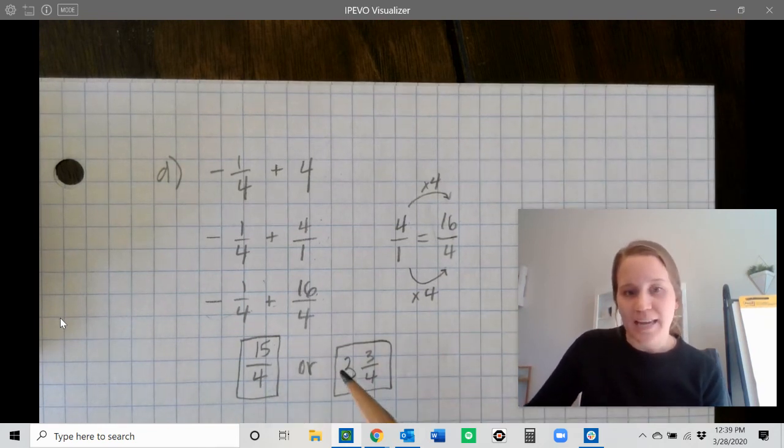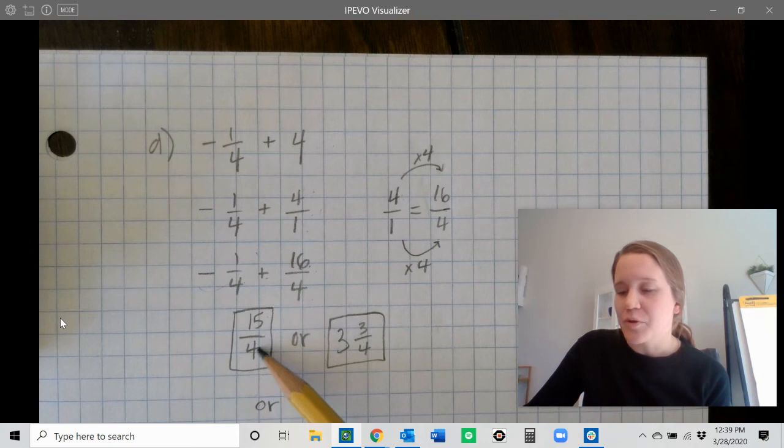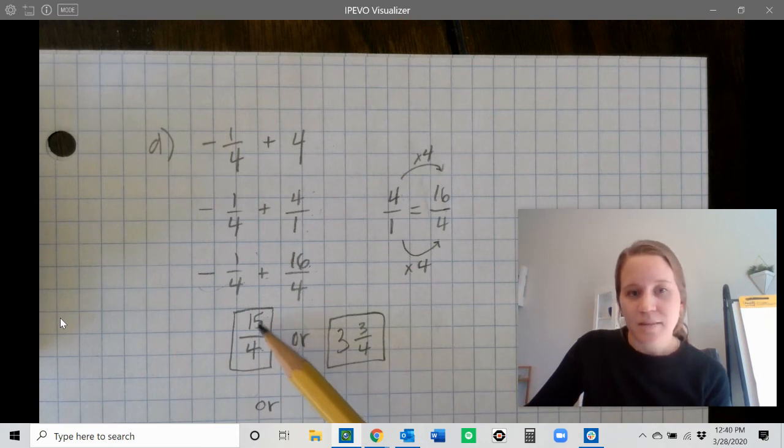Or I can make that improper fraction into a mixed number. To make it into a mixed number, I just figure out how many groups of 4 are in 15. There are 3 complete groups of 4 in 15, right? Because 3 times 4 is 12. And then there are 3 leftover fourths. So 3 and 3/4.